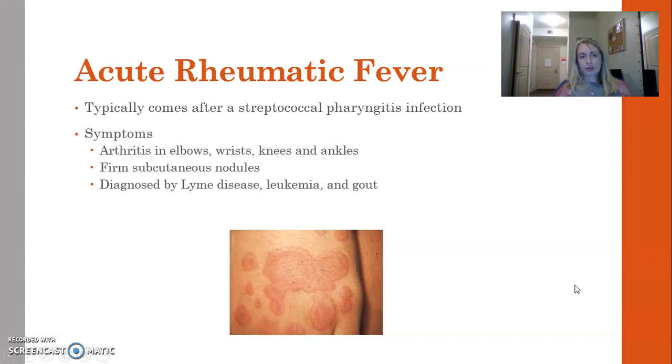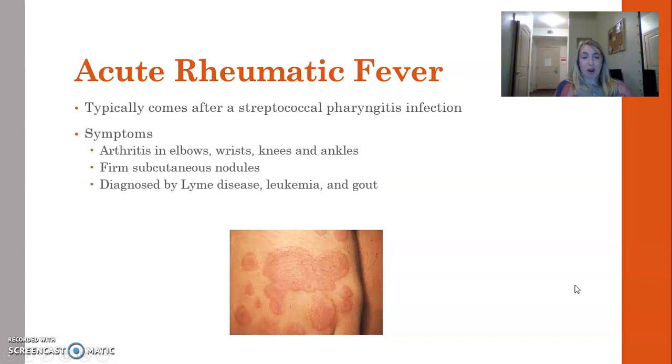The most serious infections are the invasive types of infections. Starting out with that, we have acute rheumatic fever. So this typically only comes after you get some sort of strep throat infection. It's most common in people who have some sort of chronic illness. So doctors who see strep throat infections in people with leukemia, Lyme disease, gout, that's when they're going to be on the lookout for this. It normally doesn't happen in someone who's healthy or who has been on antibiotics before this.